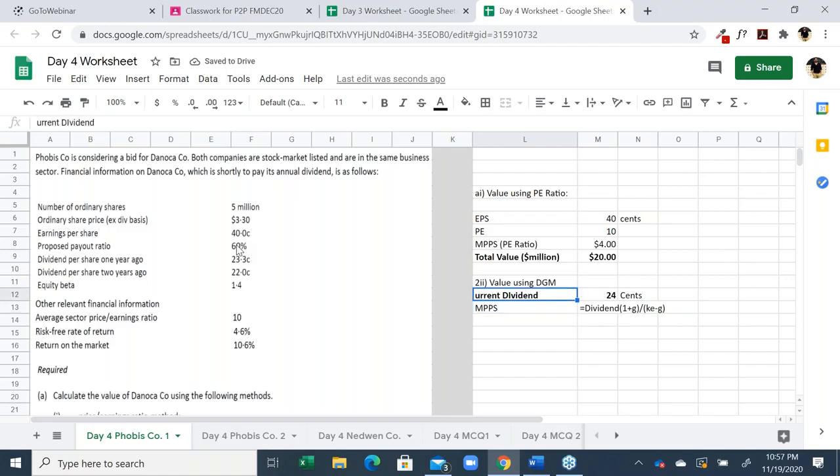So let me show you again so that you people don't ask me again, because it takes so much time. So dividend payout ratio is 60% and the earning per share, the earning of the company, is 40 cents. So the per share dividend will be 24.